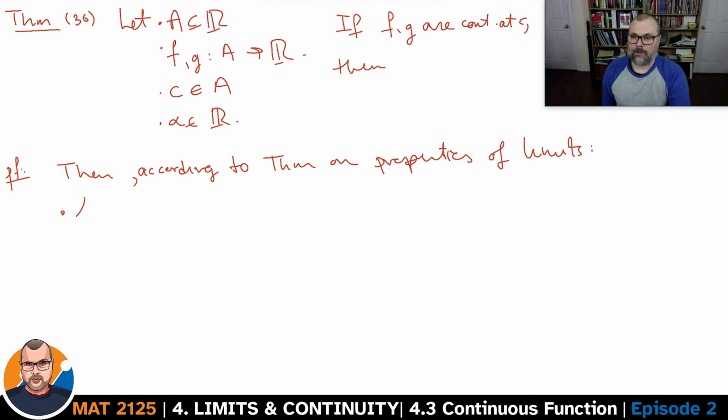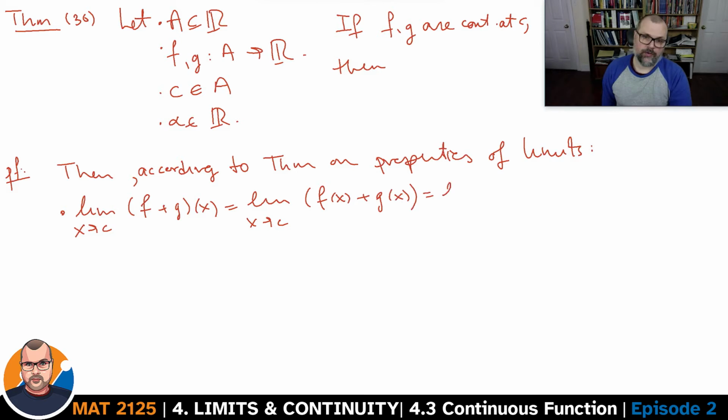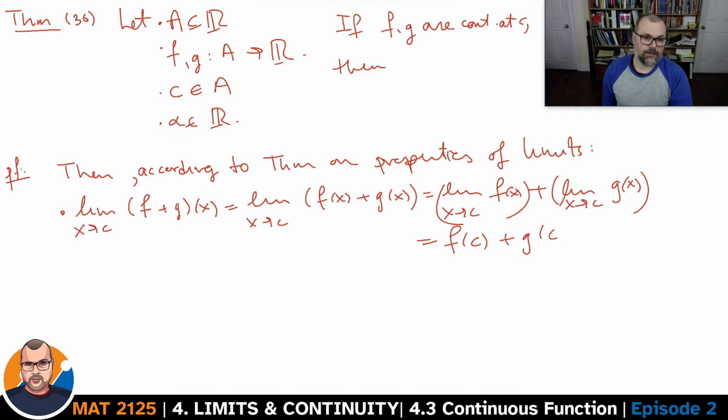We have the limit when x goes to c of f plus g at x. That would be the limit when x goes to c of f at x plus g at x, which would be the limit when x goes to c of f at x plus the limit when x goes to c of g at x, which is f at c plus g at c. Another way to write the function f plus g at c. And literally the same type of argument proves the continuity of all these others.